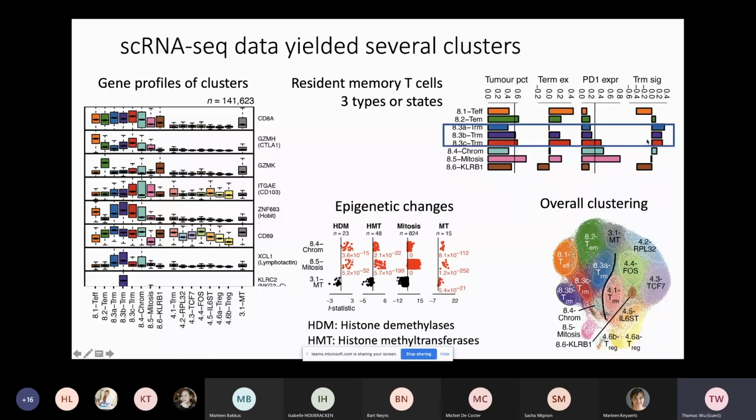We also saw that there was evidence of epigenetic changes going on, and this is a hot topic in cancer immunology. And when we looked at these categories here, this 8.4 chromatin change and this 8.5 mitosis change, we see that there's a high expression of these histone demethylases and histone methyltransferases, suggesting that these are representative of epigenetic changes.